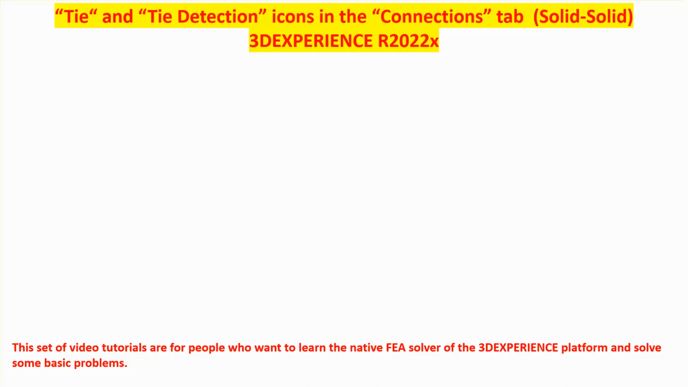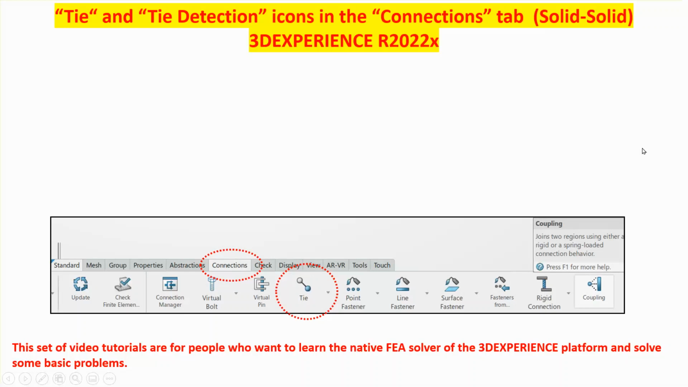Hello people, in this video tutorial I would like to introduce to you the two icons called tie and tie detection in the connections tab of the 3D Experience release 2022 native FEA solver. And as a reminder, that native solver is the Abaqus program, the well-known Abaqus program.